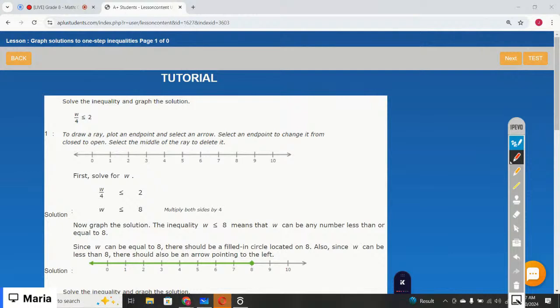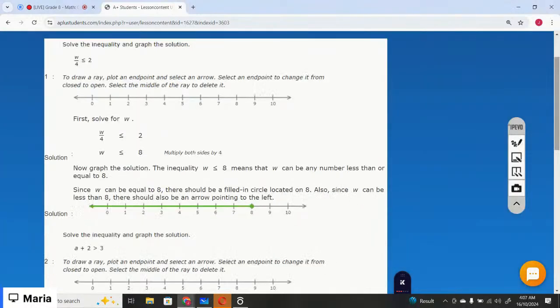That means w can be any number that is less than 8 and 8, right? So you have to plot the graph. Two things you need to see. W is less than or equal to 8. Less than means the graph must be pointing on the left hand side because they are all the numbers that are less than 8, right? So the graph must be pointing on the left hand side and there must be a filled in circle on the 8 because w is less than or equal to 8. If you have less than or equal to, you have to make a filled in circle, right? Otherwise you just need an open circle.